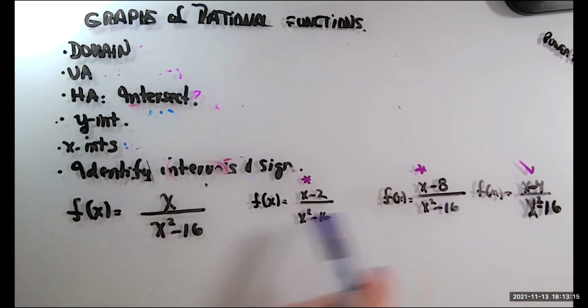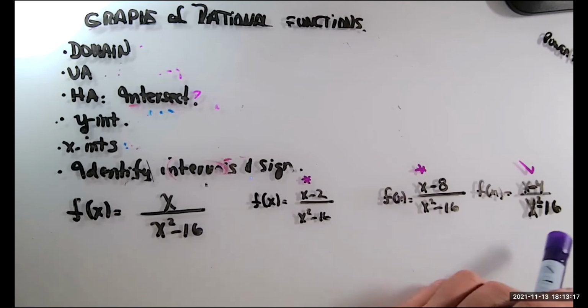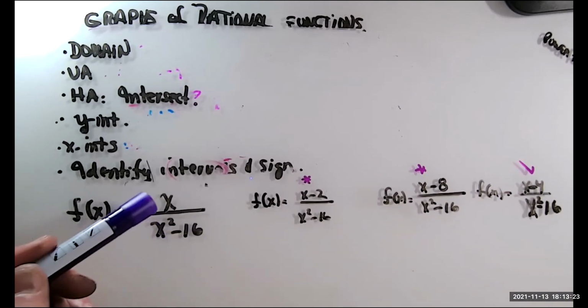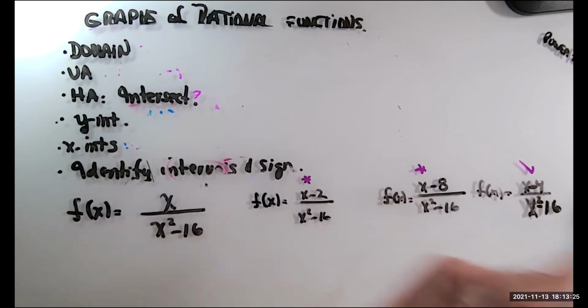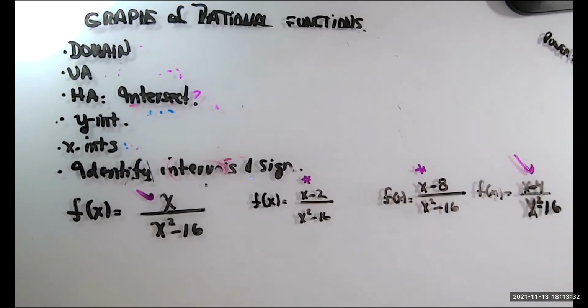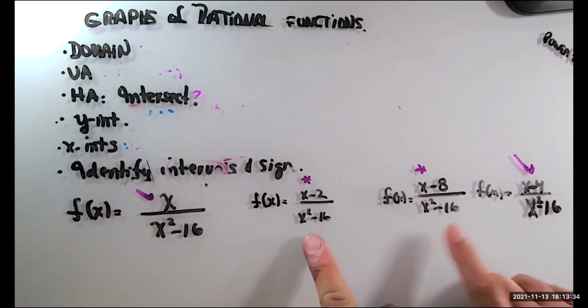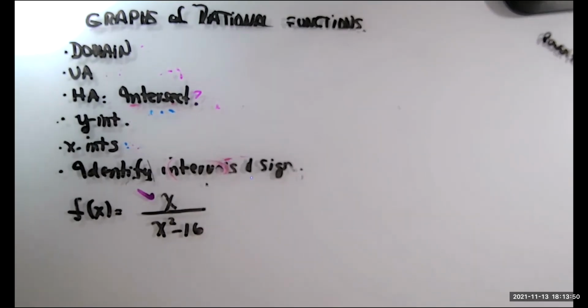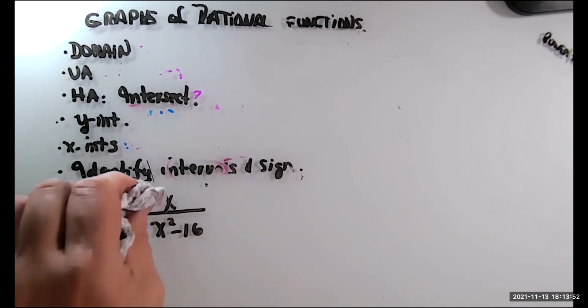Quite interesting how the graph will take different shapes just by modifying the numerator. Both in its basic form, x minus 2, x minus 8, x minus 4. As I said, we will work on this and this one, and then these two, I will leave it up to you to check them out. So let's start with f of x equals x over x squared minus 16.